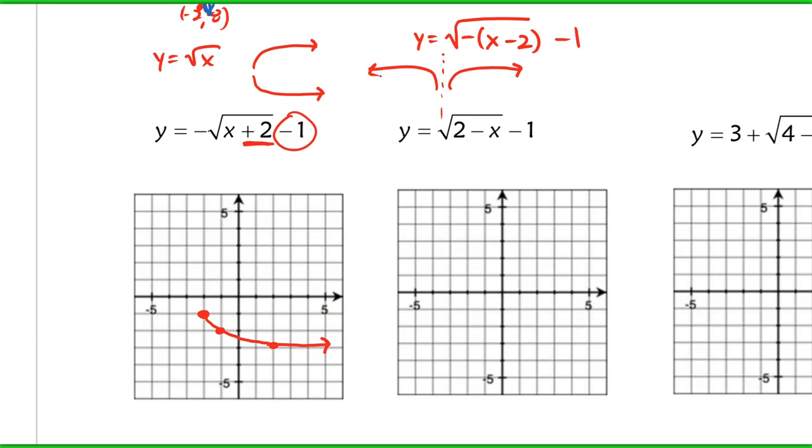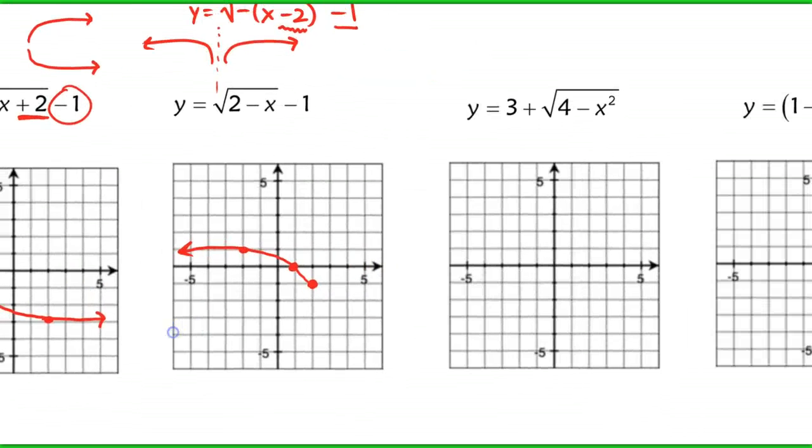Okay. Now the starting point is going to be translated 2 units to the right and down 1. So we're going 2 units to the right and down 1. So this is my starting point, and I know it's opening in this direction like that. So I have a point here, a point up 2 and to the left 4, and this would be my square root function here.